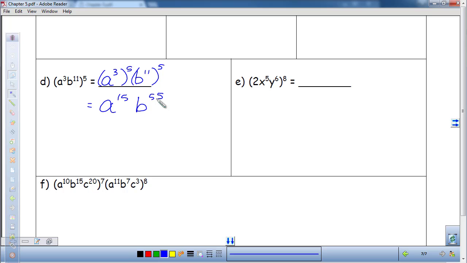Okay, in E, we've got 3 factors, 2, x to the 5th, y to the 6th. So we're going to write this as 2 to the 8th, x to the 5th to the 8th, y to the 6th to the 8th. Okay, and then we can reduce those from there. Okay, 2 to the 8th is what? 256, okay. And then x to the 5th to the 8th is x to the 40th, and then y to the 48th, right? Okay, questions about that?